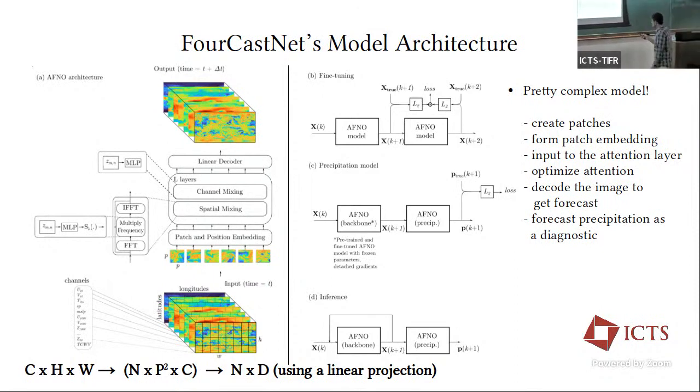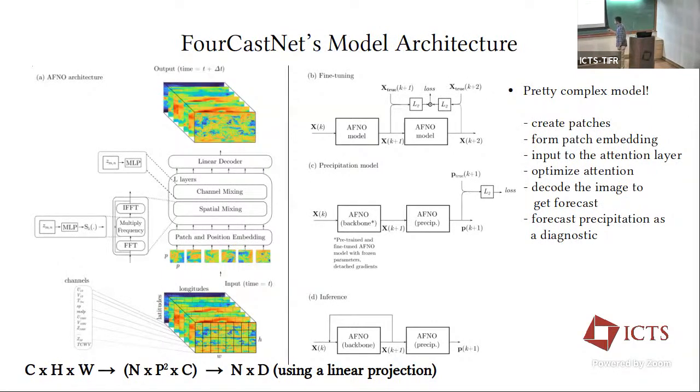So, next comes the precipitation. They also forecast the precipitation, but precipitation is not part of this input. So they use another separate model based on similar architecture, and then they train it separately. And then once your backbone model, which is this model with 20 channels, creates an output, they use that 6-hour forecast to generate precipitation as a diagnostic. Okay, so it's not a prognostic variable. It's computed later based on the atmospheric conditions.